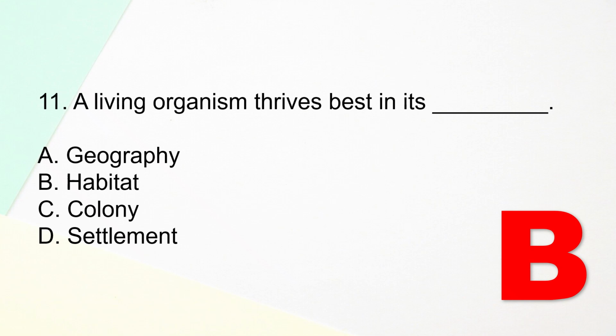So, let's discuss the other choices. Geography, this refers to the study of Earth's features, not a specific environment of an organism. Colony for letter C is a group of the same species living together, not the environment itself. While settlement is a community where humans live, so this is not applicable to natural organisms. So the best answer is habitat.